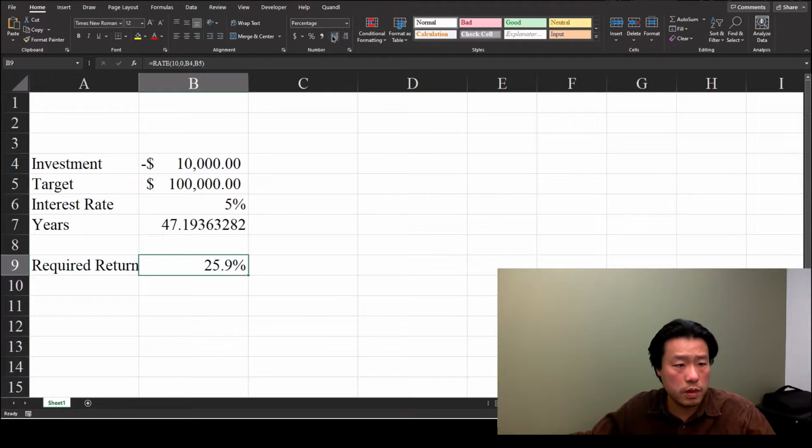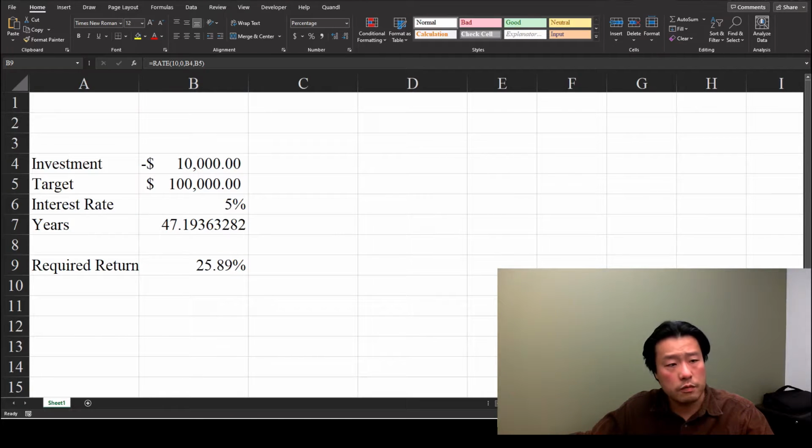Get more decimal places. It means that if you want to have 100,000 in 10 years, if you only have $10,000, you need to have 25.89% of return every year, compounded geometrically over the 10-year period.